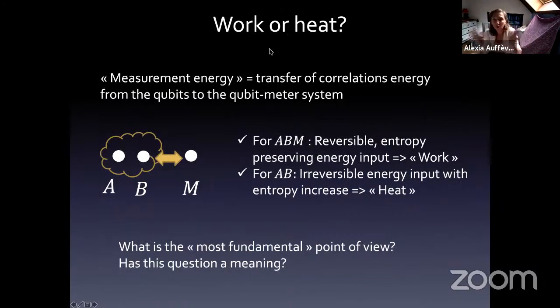So to conclude, if it was unclear, is this measurement energy work or heat? It's, as always in thermodynamics, it depends on the thermodynamic system that you consider. If you consider the total system of the two qubits and the meter, what you have to model the measurement is a reversible, entropy-preserving energy input, and that's work. While if you just consider the local system of the two qubits that you are measuring, then the measurement corresponds to some irreversible energy input that leads to some entropy increase that can be seen as heat.